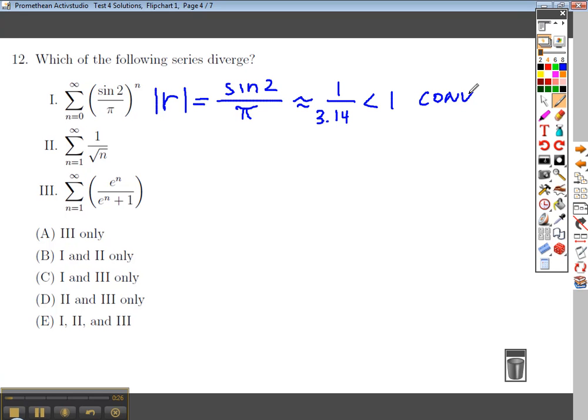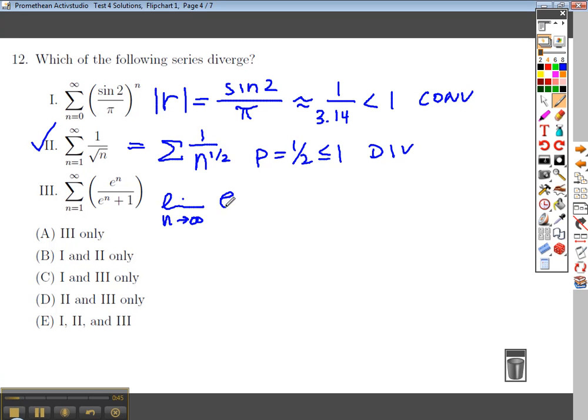If you look at the next thing, this is simply a p series where p is a half. So p is a half, which is less than or equal to 1, so that's divergent. So this one should be a possible choice. This next one gave people problems. It's not really geometric because of that plus 1. The best thing to actually use is the divergence test, where I'll take the limit to infinity of e to the n over e to the n plus 1. If you ignore the plus 1 in this case, the limit is just 1, which is not equal to 0, and that's divergent by the divergence test. So this one also works. Correct answer should have been 2 and 3.